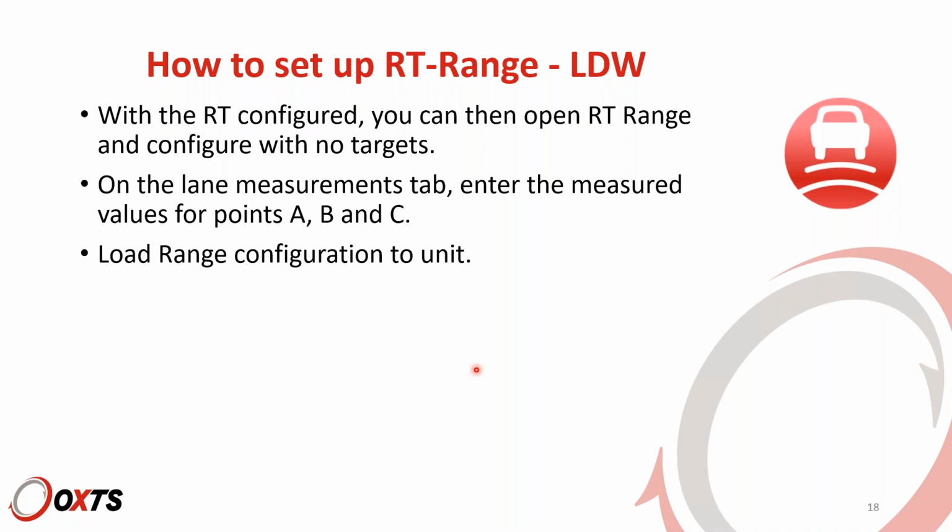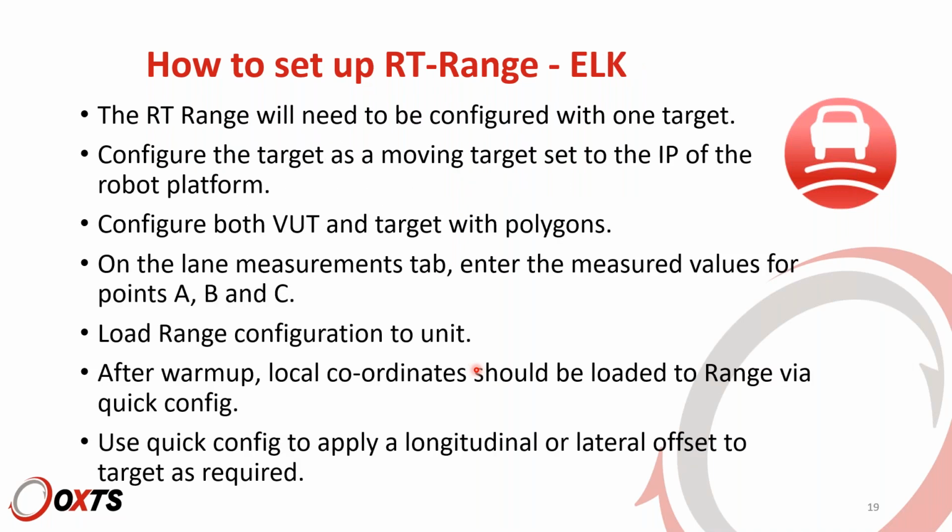For emergency lane keeping, it's slightly more complex. This is because for the final two scenarios where you're using a robot platform, you'll need to configure the system with one target for the robot platform, and then you'll want to set the target as a moving target looking at the IP of the robot platform itself. Then you'll need to configure both the vehicle under test and the target with full polygons, performing the same steps as you did before for the lane measurements tab.